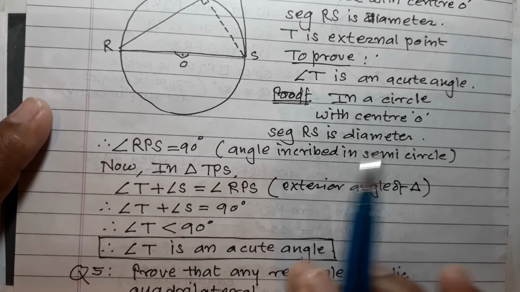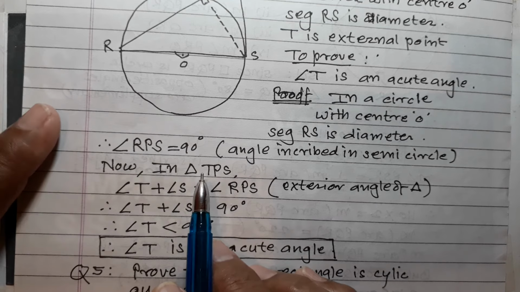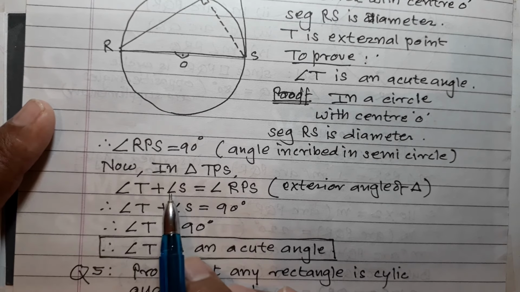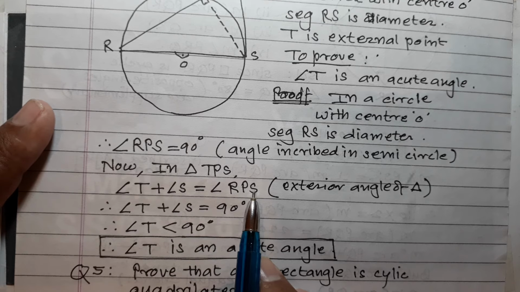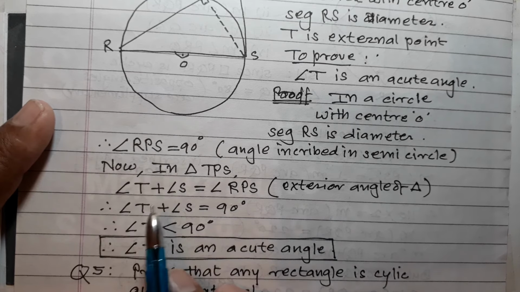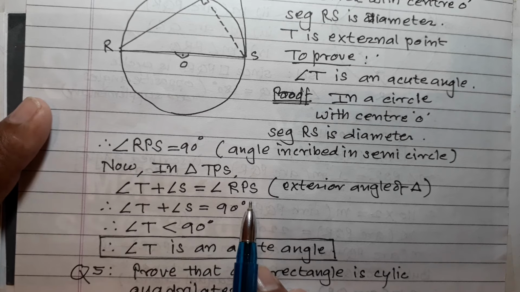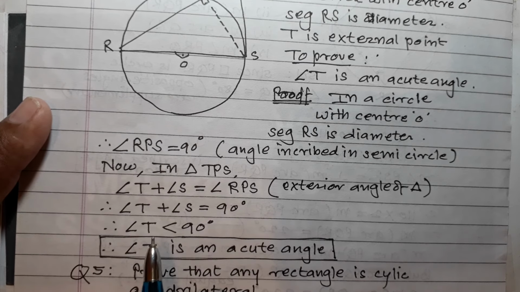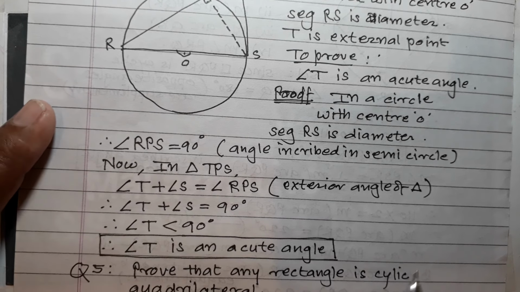Okay, now then, try to understand. Now in triangle TPS, angle T plus angle S is equal to angle RPS, exterior angle of a triangle, and therefore angle T plus angle S is equal to 90 degrees, and therefore angle T is less than 90, and hence angle T is an acute angle.